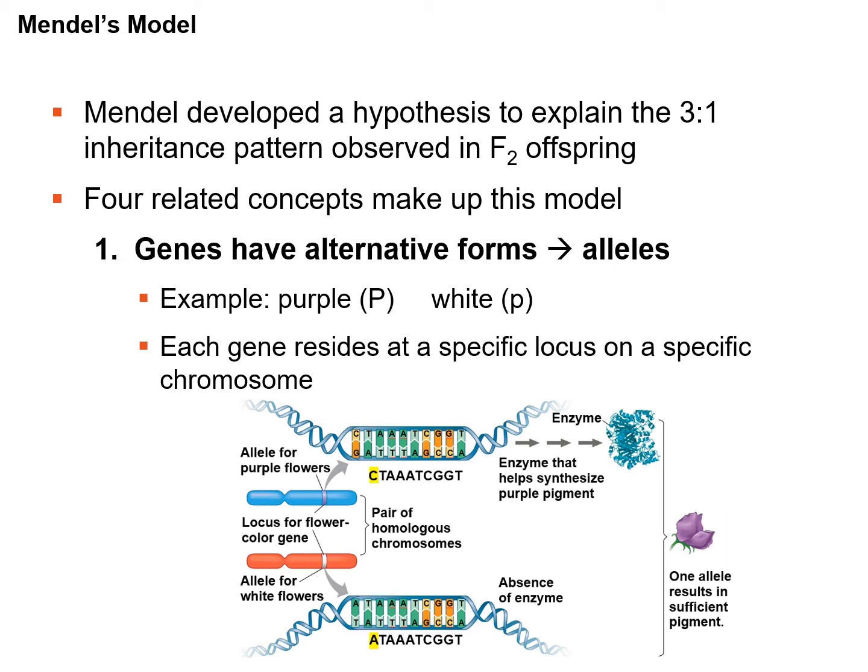The illustration here shows a pair of homologous chromosomes in an F1 hybrid pea plant. Each gene is a sequence of nucleotides at a specific locus along a particular chromosome. The paternally inherited chromosome, shown here in blue, has an allele for purple flowers, which codes for a protein, an enzyme to be exact, that controls the synthesis of purple pigment. The maternally inherited chromosome, shown in red, has an allele for white flowers, which results in no functional enzyme being made.